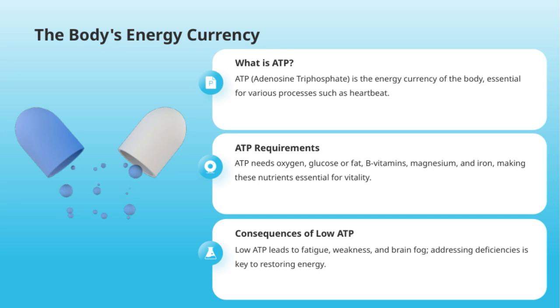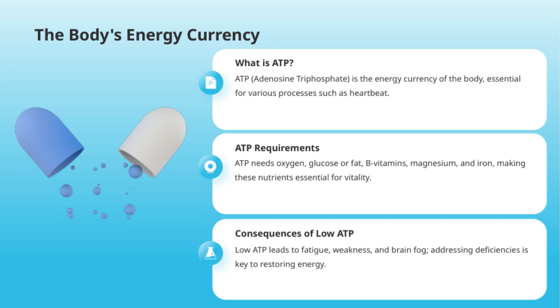ATP depends on key nutrients like oxygen, glucose, or fat for fuel, as well as B vitamins, magnesium, and iron. These nutrients are essential because they support the processes that produce ATP, and without them, your energy production suffers.